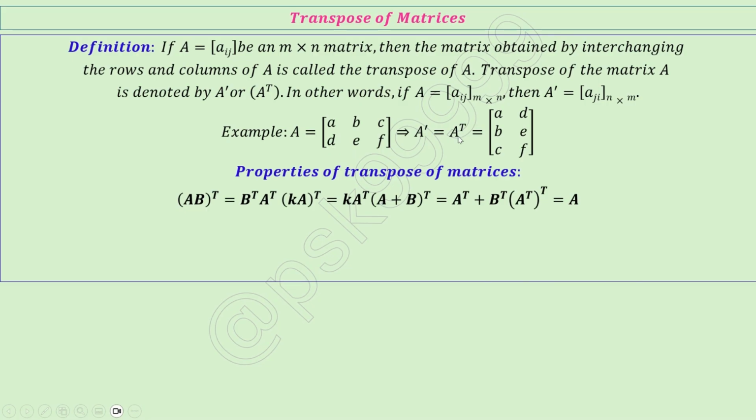Okay, transpose of T, which is nothing but A D. A D is a column here, it has become a row. B is the second column, it has become the second row. C F is the third column, it has become the third row. Okay, so this is the transpose of the matrix.